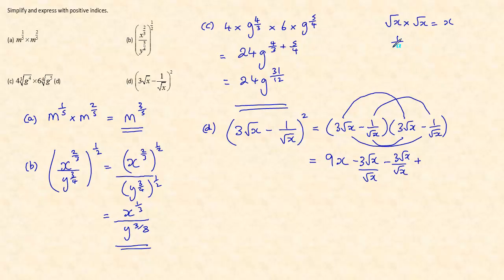Now if we do 1 over root x times 1 over root x, 1 times 1 is 1, root x times root x is x, so that's going to be 1 over x. So we've got 9x, the root x's cancel here, take away 6, add 1 over x. And our indices are both positive 1, which we don't normally write down.